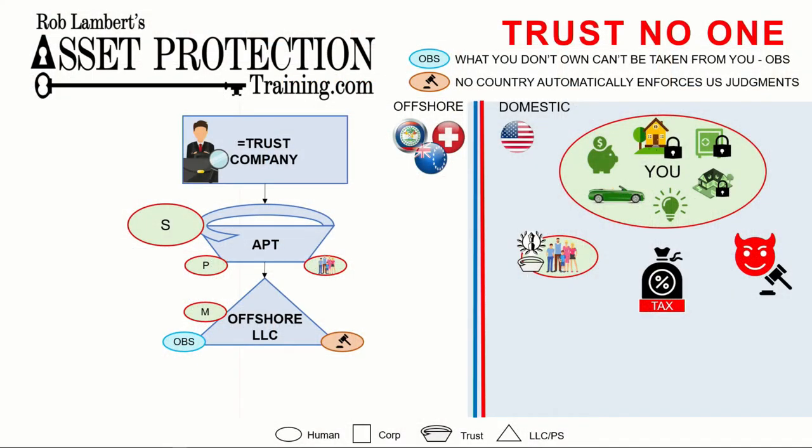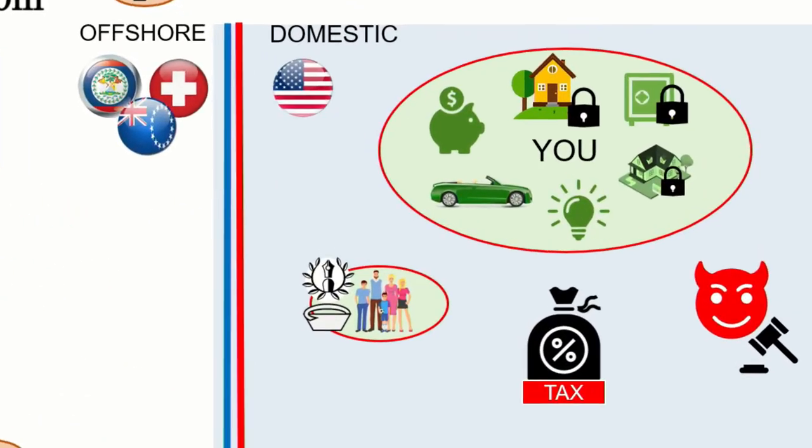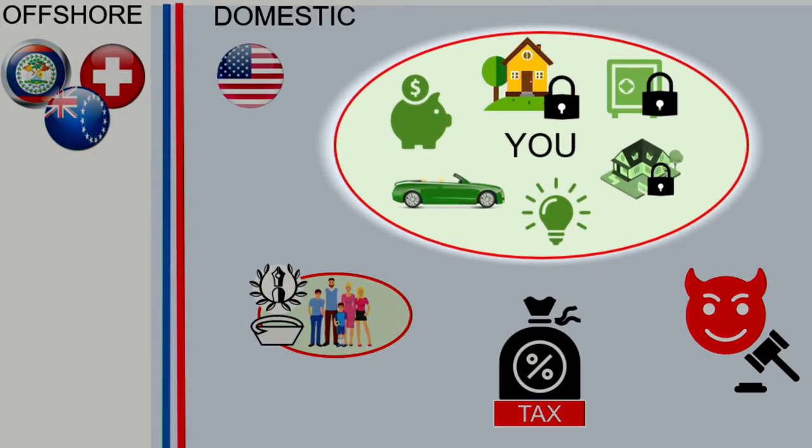This is the tool I use. It represents you, you and your life. It uses circles for humans, squares for corporations, buckets for trusts, and triangles for pass-through disregarded entities like LLCs. Now, let's go up here in the upper right, and we have you. You are a circle. You have six different types of assets.